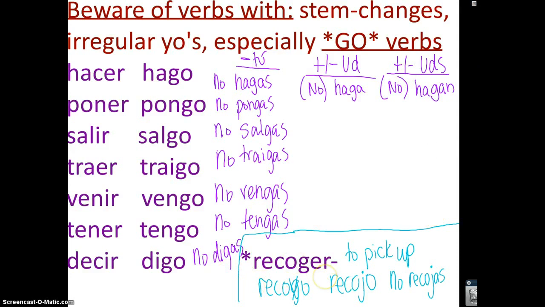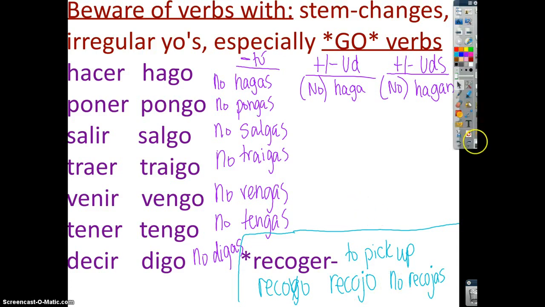Recoger is just one of the verbs that we talked about a lot in Spanish too when we learned these. The yo form isn't this right here. Recogo, it needs to be changed to a J so it maintains the same sound. And after you drop the O of this, it still has the letter J, so no recojas. I know I'm going quickly, but again, this is just a review.